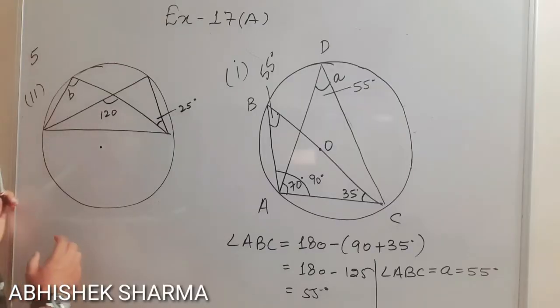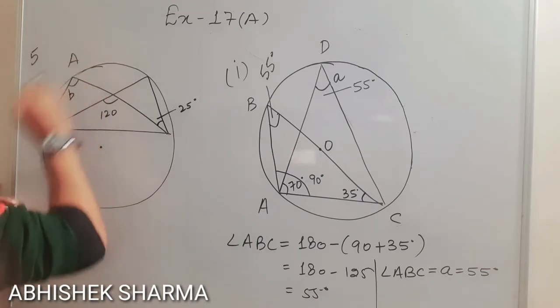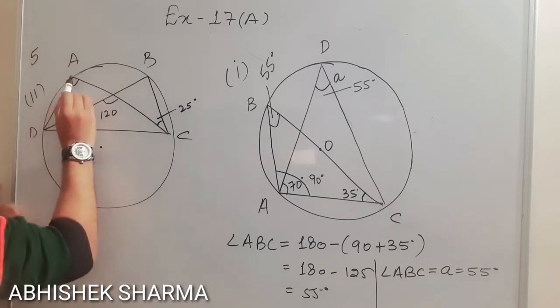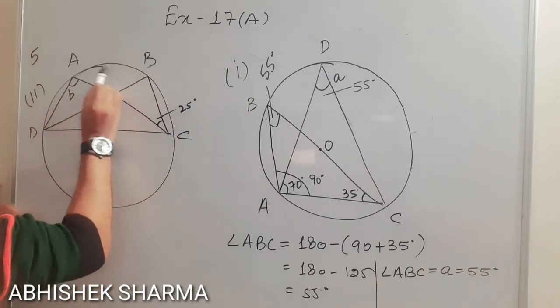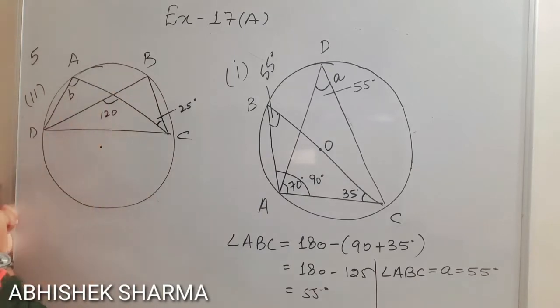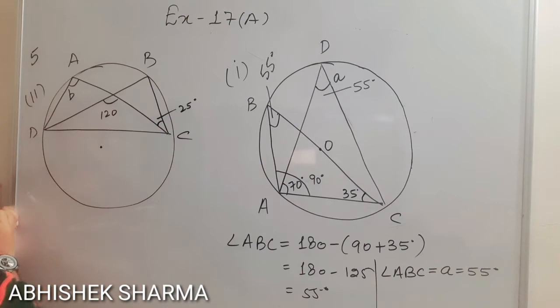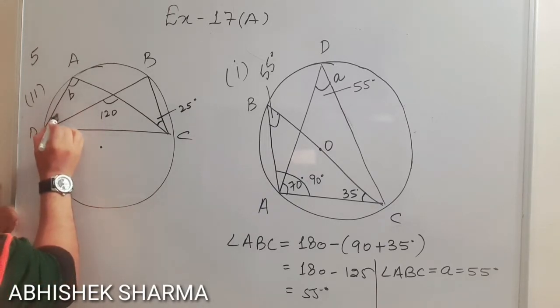Are you seeing this question here? This is the complete segment. Let us name them: this is A, this is B, this is C and that is D. So this is the complete segment AB. Dear children, this is the segment AB here. So are you seeing this angle C? Yes. So that will be equal to that angle here. So this will be your 25.